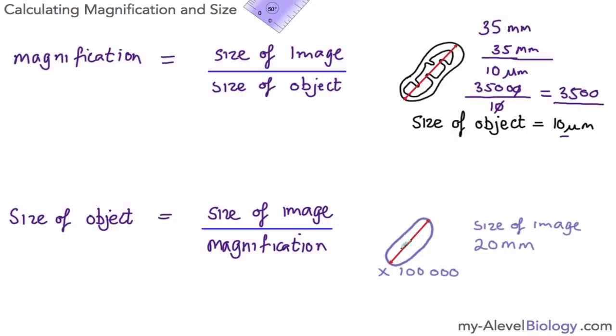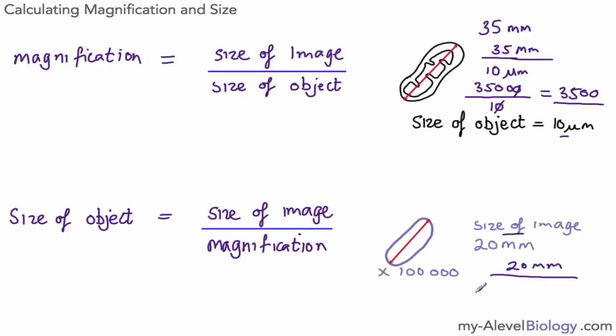There's two ways we could do this. In terms of the size of the image, again, we could either get our ruler and measure it, or it will be given to you in the question. So for this particular example, it's been given. So what's the size of the real object in real life? The size of the image is 20 millimeters, and it's been magnified by 100,000 times.